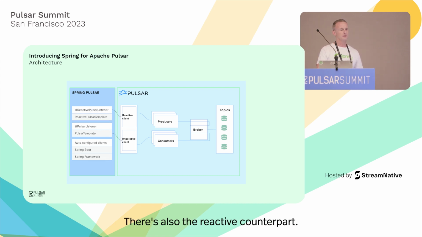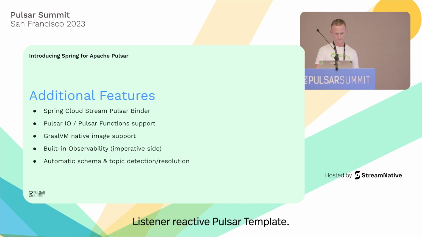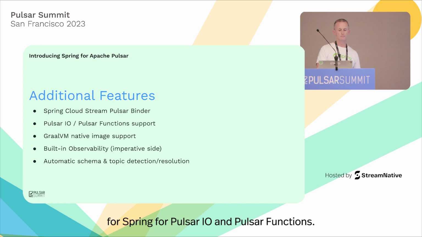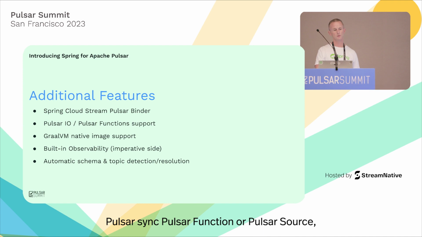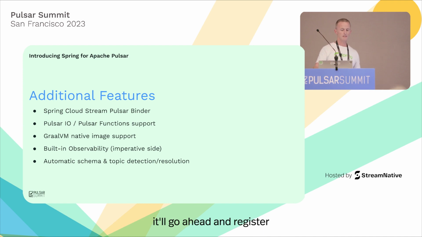There's also the reactive counterpart. Like we have a Pulsar listener and a Pulsar template, we also have a reactive Pulsar listener and a reactive Pulsar template. In addition to that, we also have support for Pulsar IO and Pulsar Functions. What that looks like is if you provide a bean of type Pulsar sink, Pulsar function, or Pulsar source, it'll register that at runtime with the Pulsar Functions runtime.